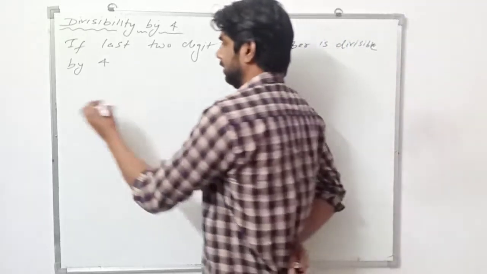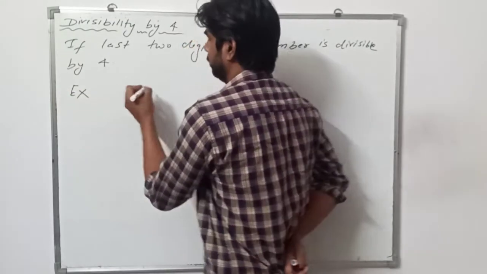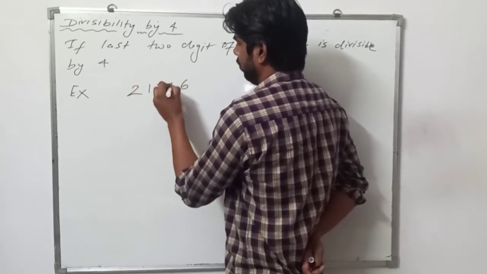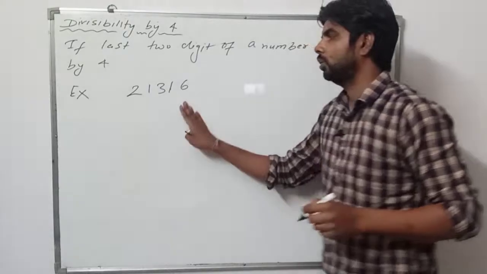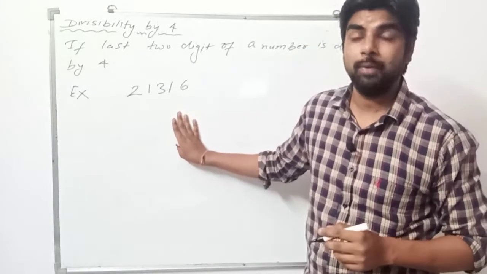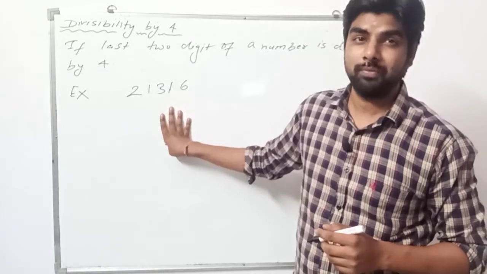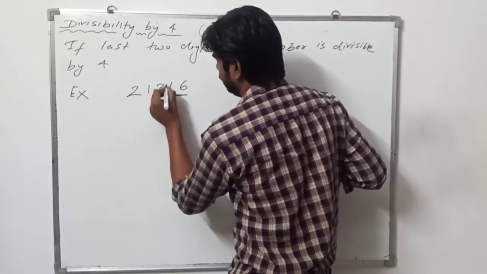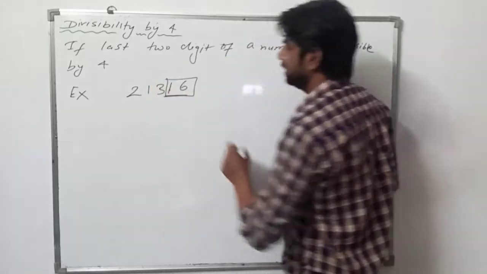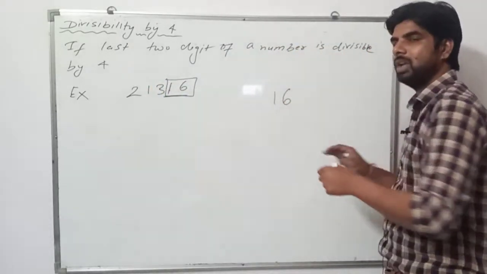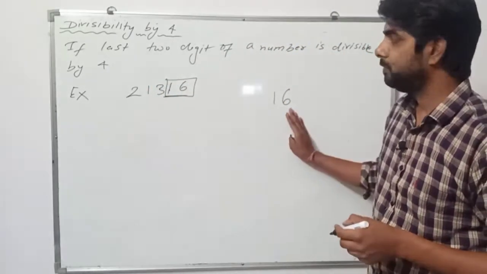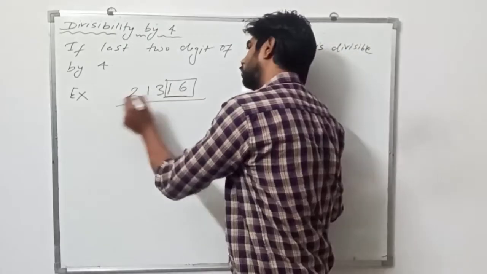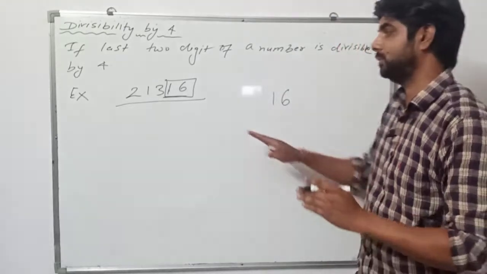For example, suppose the number is 21316. Now we have to check whether this number is divisible by 4 or not. So what do we have to check? We have to check the last 2 digits. The last 2 digits of this are 16. Now we have to check only this 16. If 16 is fully divisible by 4, then we can say that 21316 is also divisible by 4.